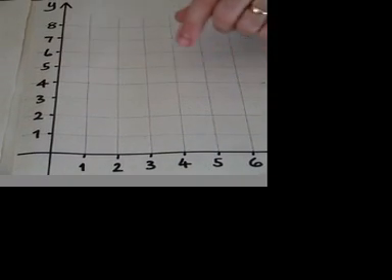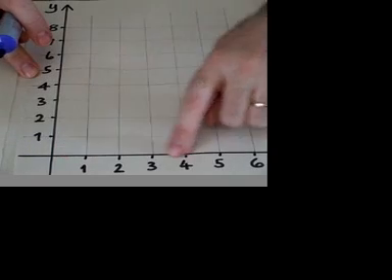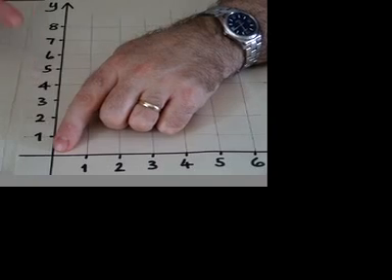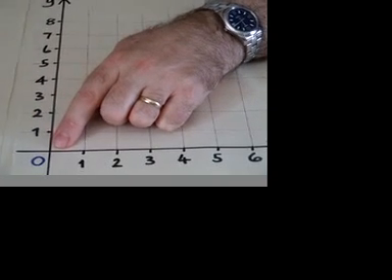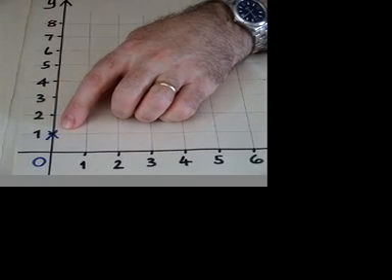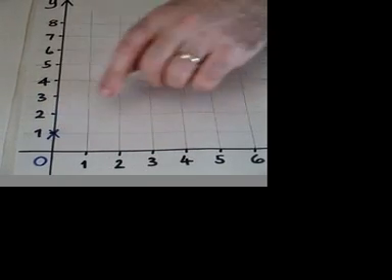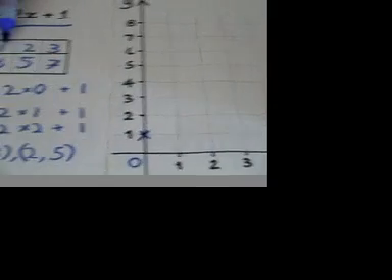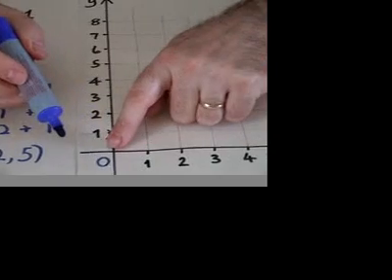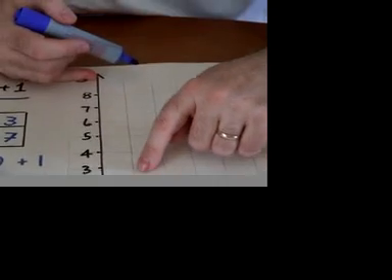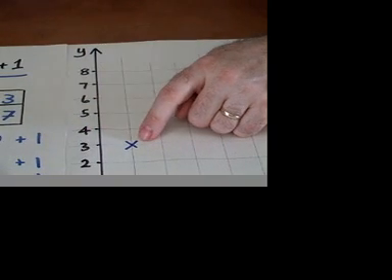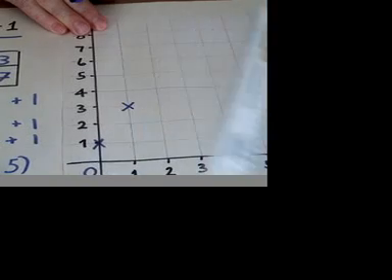So the first point was x is 0. Remember, this is the x-axis going along, the y-axis comes up. So here we've got the 0 value. When x is 0, we're going 0, come up to y, which is 1, and put a mark there. The next value, when x is 1, y is 3, so come along, x is 1, and come up 3, put my cross there.